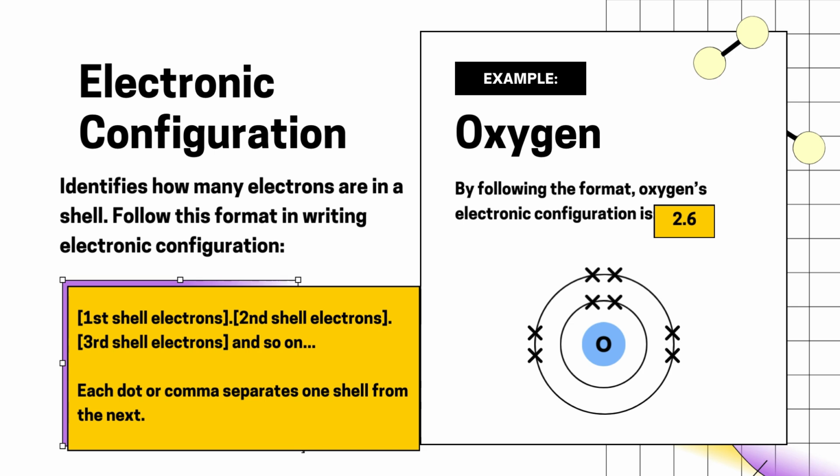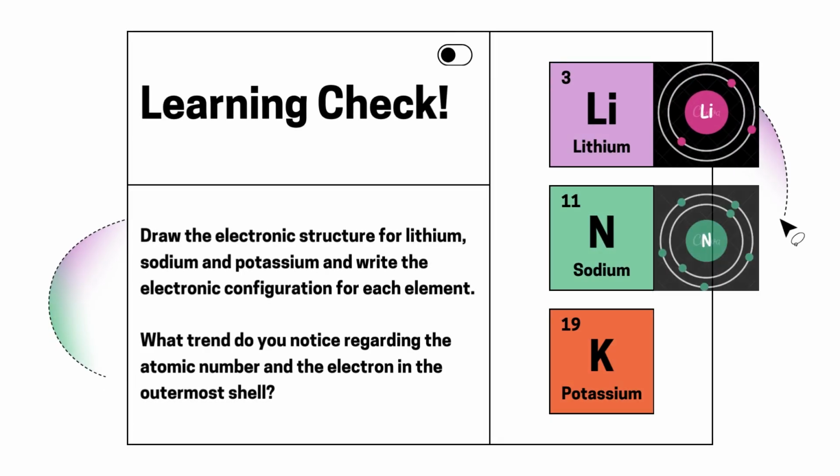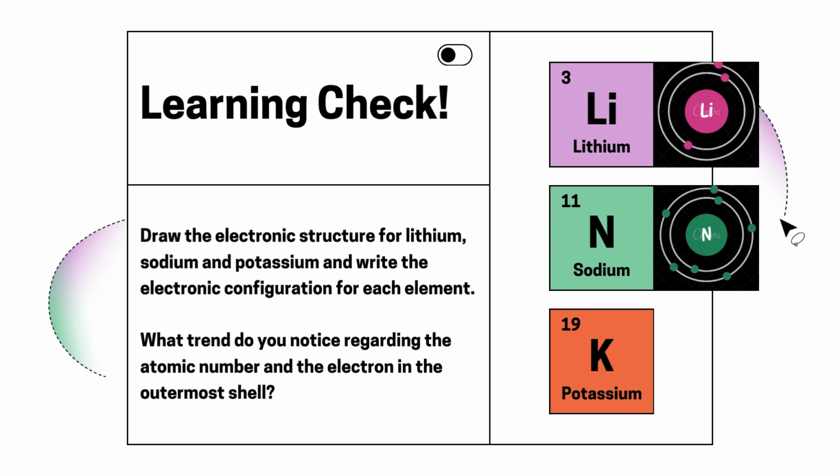So here is the electronic configuration. Identify how many electrons are in each shell and follow this format in writing the electronic configuration. Learning check: draw the electronic structure for lithium, sodium, and potassium and write the electronic configuration for each element. What change do you notice regarding the atomic number and the electrons in the outermost shell?